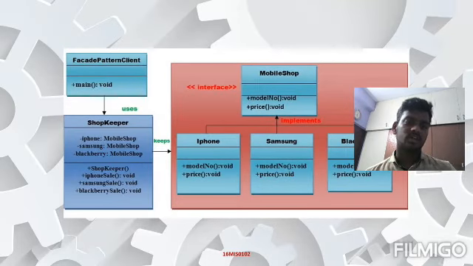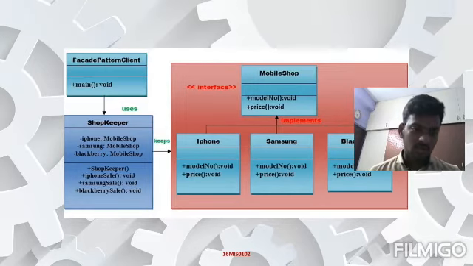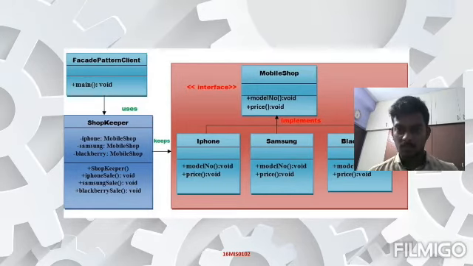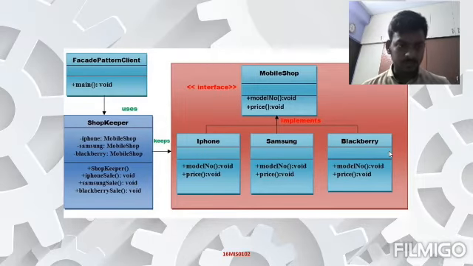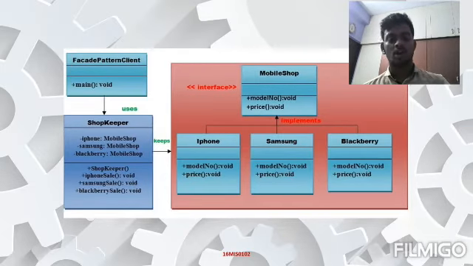Facade pattern: client, shopkeeper, iPhone, mobile, Samsung, BlackBerry, mobile shop. It is showing that it is implemented in a mobile shop. There are all models, all higher-end models, because if any customer buys anything, they need not buy BlackBerry also.